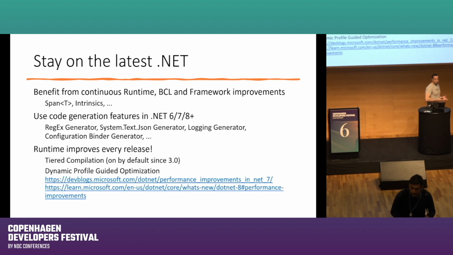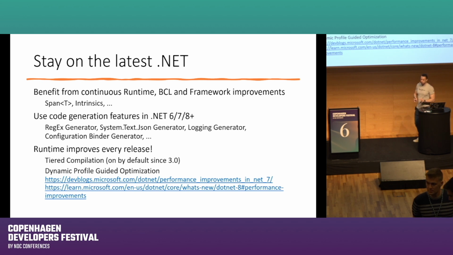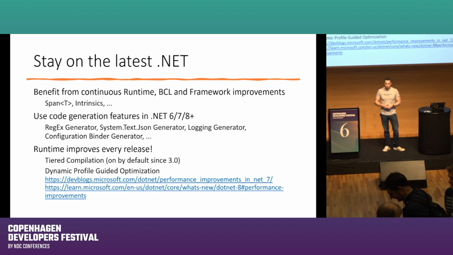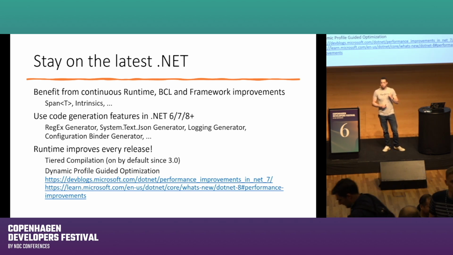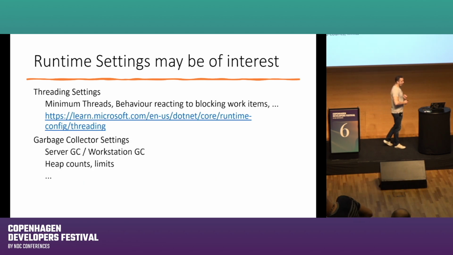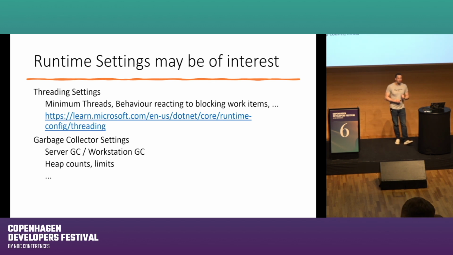And of course, there are runtime improvements every release. Since .NET Core 3, we actually had tiered compilation. I'm going to talk about that in a bit. Also, profile-guided optimization, something you will get out of the box with .NET 8, but it's already been there, and I'll show you how to use it already. Some other runtime settings exist. You might not need to touch these anymore.